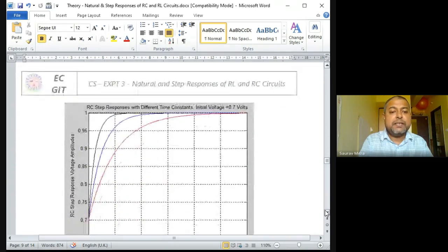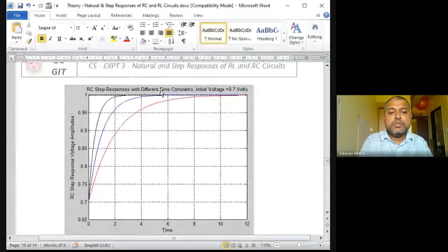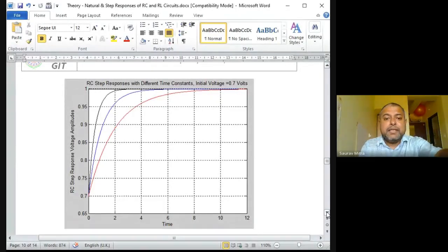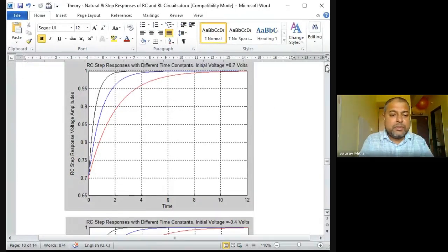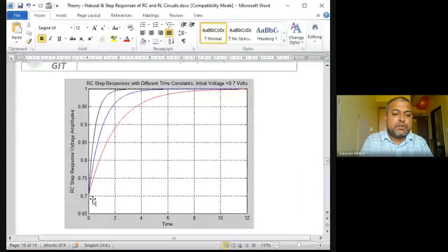So this is your finding: RC step response with different time constants. The initial voltage is shown here, you can check. Initial voltage is 0.7 volt. Okay, the same graph, initial voltage is 0.7 volt. See that all the graphs are starting from 0.7. So the same fastness or slowness you are finding, but this red is actually starting from 0.7 and going up to 1. It is 1 because input is 1 volt only.